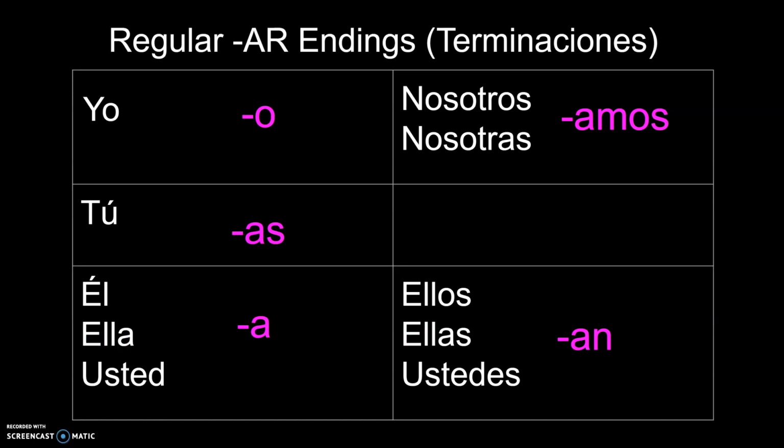Okay, so there's 5 different verb endings that you need to memorize. O, as, a, amos, on. Okay, if you memorize that, then that will help you remember which one to use. O, as, a, amos, on. So those are the different verb endings.